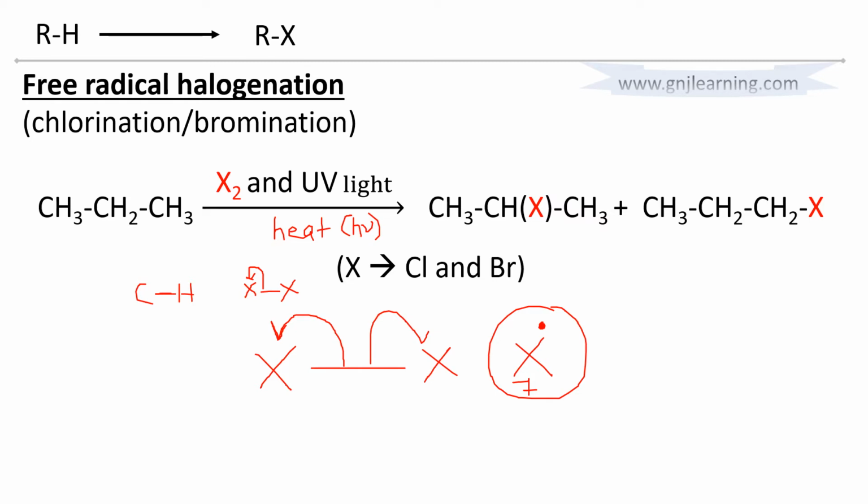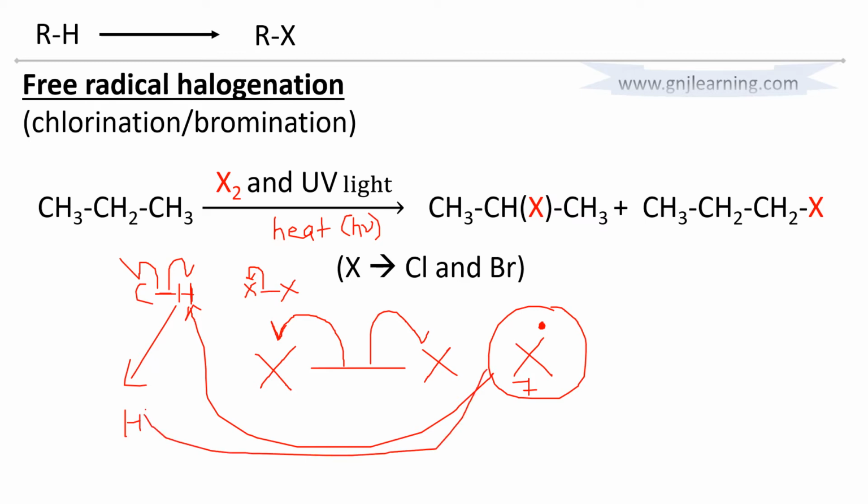Now what he does is he moves slowly onto this bond and he will take away this H from here. How will he take it away? So H will receive half an electron from here, C will receive half an electron from here. So H in that process will form a free radical. Now these two free radicals will combine to form HX.